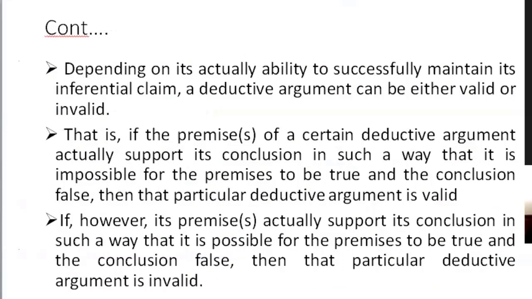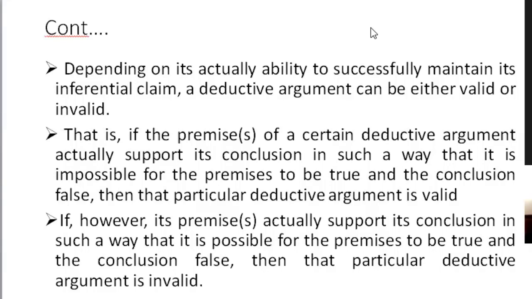So depending on its ability to successfully maintain its inferential claim, a deductive argument can be either valid or invalid. But still they are arguments. What makes them valid or invalid is the strength of the link between the premise and the conclusion. We'll see this in evaluating arguments later.